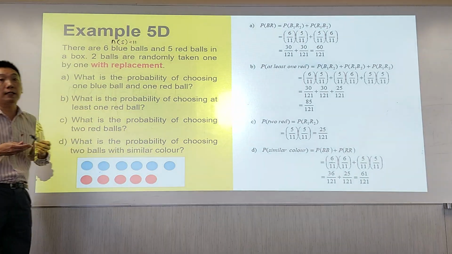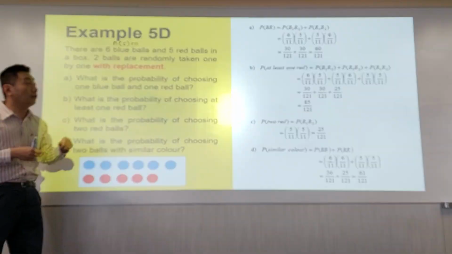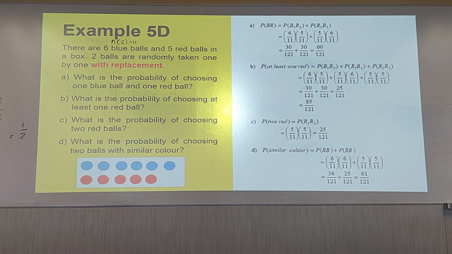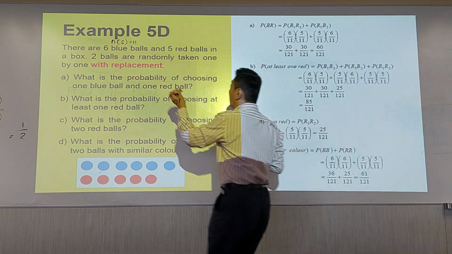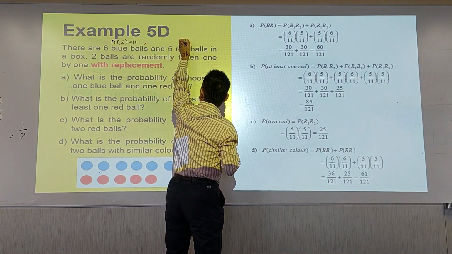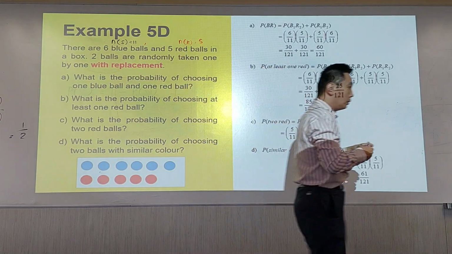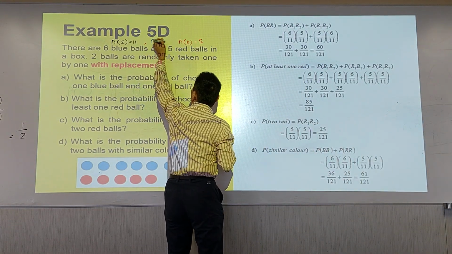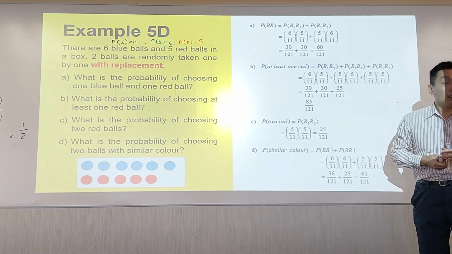The total number of balls inside the box is 11. n(S) means the total sample of balls. Overall, 11. How to get 11? 6 plus 5. And what else can we conclude? n(R) means the number of red balls in the box, which is 5. How about blue balls? 6. So we can conclude n(B) is equal to 6. So this information we can get from the first sentence.